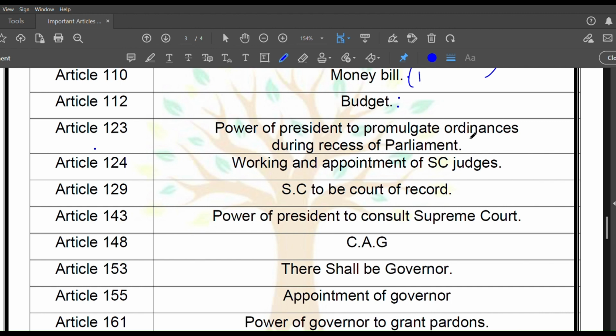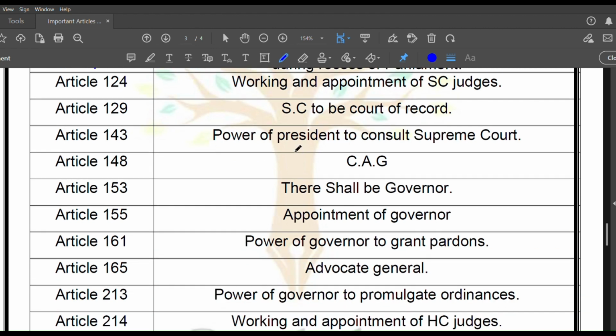So when parliament is not in session, like after the monsoon session, when parliament goes off, in that time president has the power to pass ordinances, and when Lok Sabha comes back, they will review the order and then pass it formally. Article 124 talks about working and appointment of SC judges. Article 129 says the Supreme Court is a court of record.